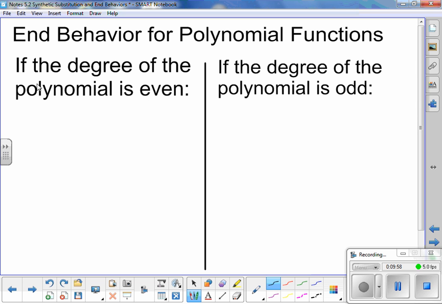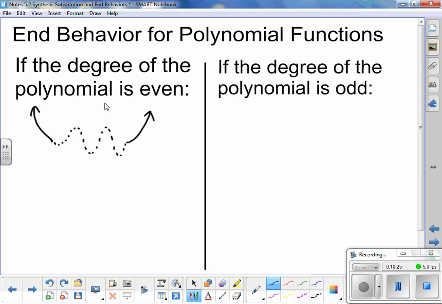So if the degree of the polynomial is even, so if you got an x squared, x to the fourth, x to the sixth, all those kinds of things, basically both sides are going to go in the same direction. So the left side will be going up and the right side will be going up also. Now, there will be other stuff that happens in the middle here. We're not really worried about that stuff yet. All I want to teach you guys about is figuring out how the very end parts go.